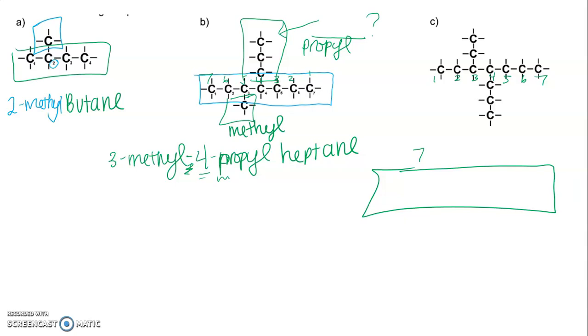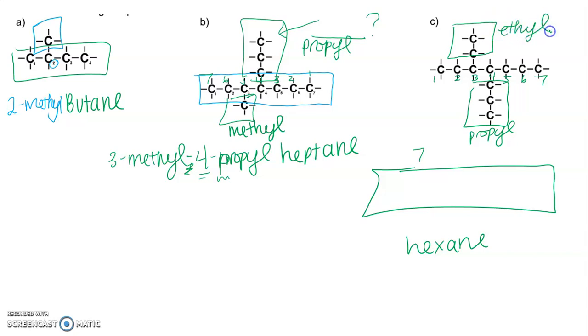Okay, so it is called hexane, since there are 7 carbons. We have a substituent group on the 3rd carbon and the 4th carbon. 3 carbons is going to be called propyl again. And 2 carbons is going to be called ethyl. Putting them in alphabetical order, ethyl would become first before propyl, and it's on the 3rd carbon. So 3 ethyl, 4 propyl, hexane. That's the full name.